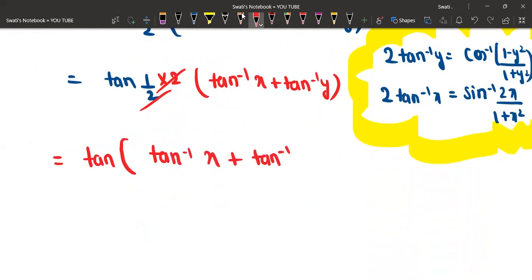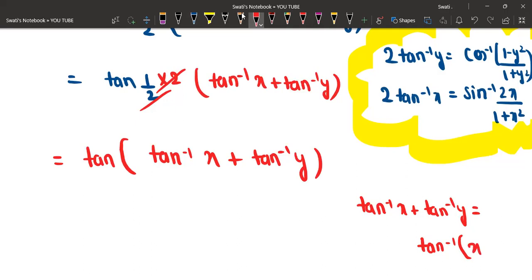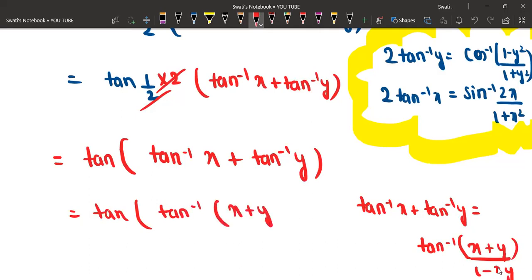Now we can use a direct formula here, and that is of tan inverse x plus tan inverse y, which I have already written above, and that is tan inverse. Basically the earlier formula was tan inverse x minus tan inverse y. This is tan inverse x plus tan inverse y. So simply the formula is going to be tan inverse x plus y upon 1 minus xy. So using this formula, clearly this will become tan, and at the place of this I can write down tan inverse using the formula x plus y upon 1 minus xy.